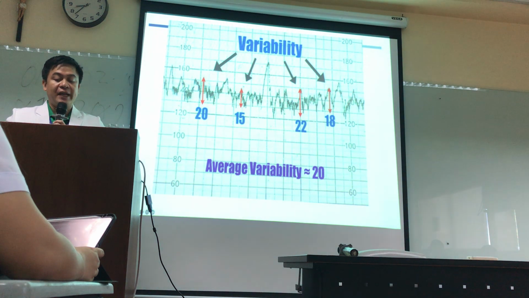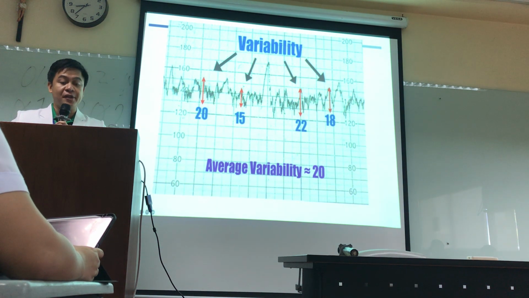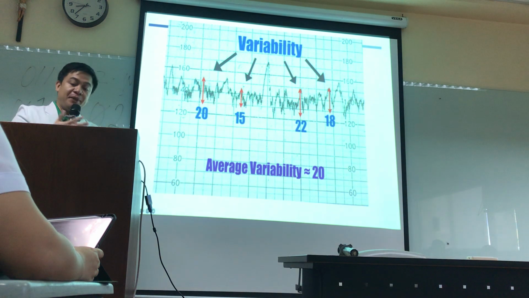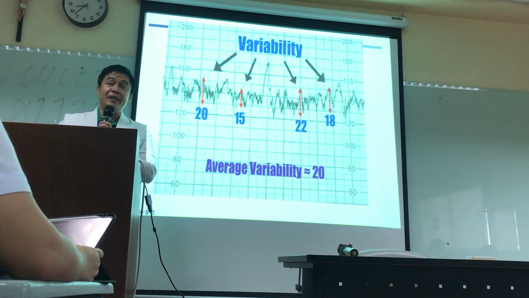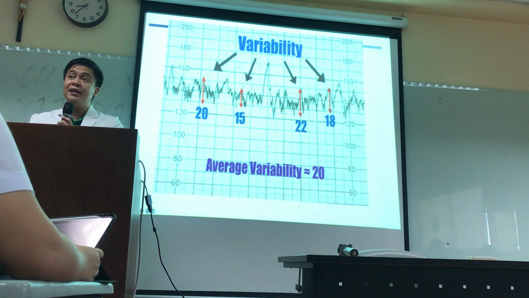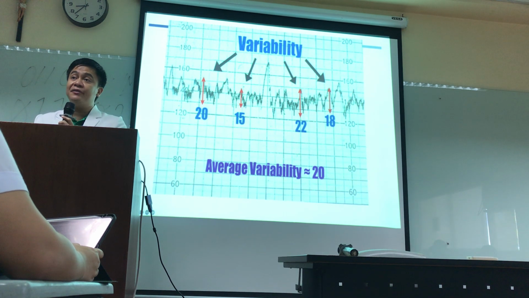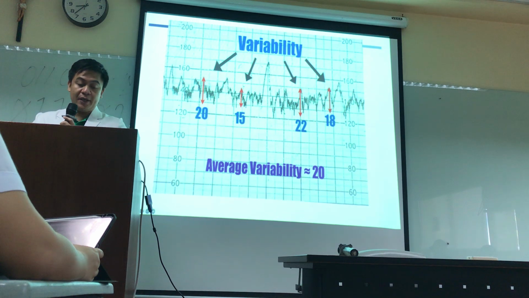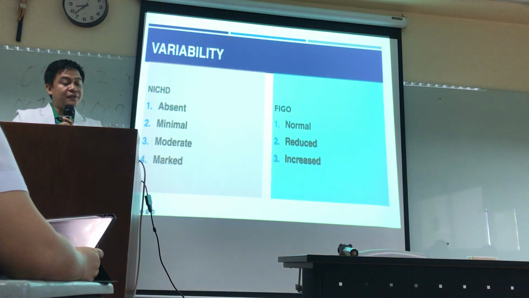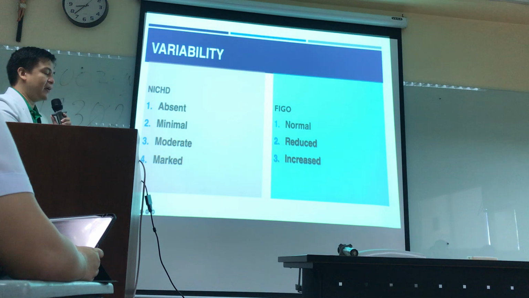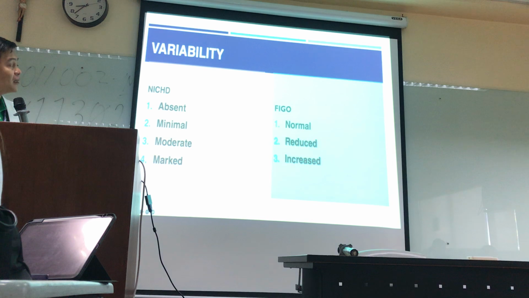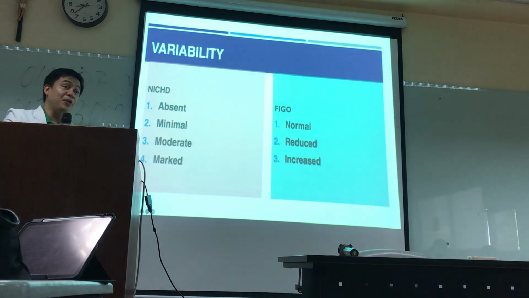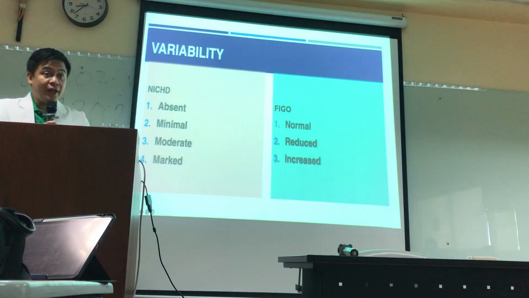It actually reflects adequate oxygenation of the central nervous system and reliably predicts the absence of damaging degrees of hypoxia-induced metabolic acidemia at the time it is observed. No? So it's a reassuring fetal heart rate pattern if you have moderate variability. Okay? So we can classify variability as such. So for NICHD, could be absent, minimal, moderate, and marked. For FIGO, tatlo lang: it's normal, either it's reduced or increased.